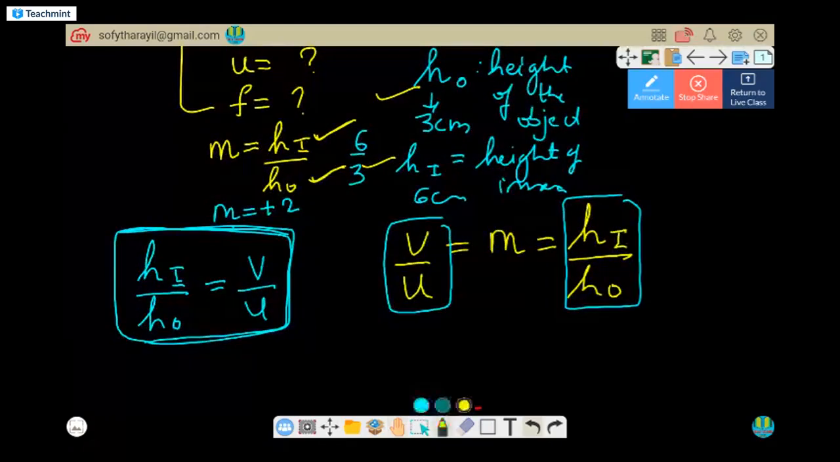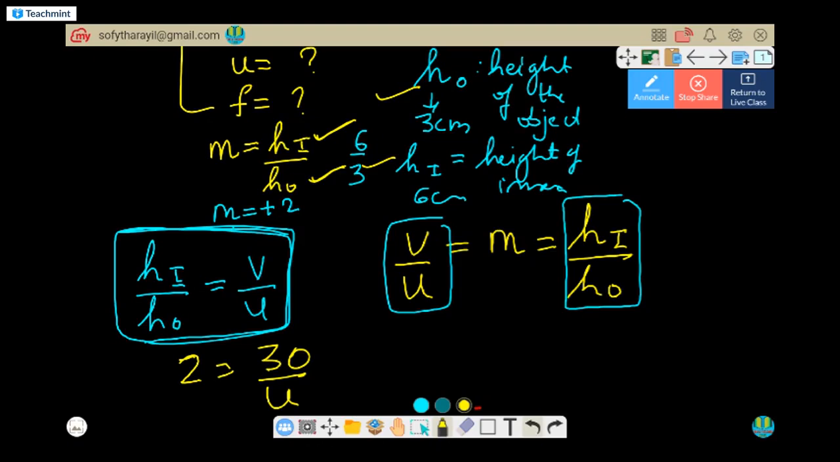So Hi upon Ho, we got that as 2. v is given as 30 and u is something we need to find out. So u value will come out as 30 divided by 2, which is 15. Okay, so write that down.